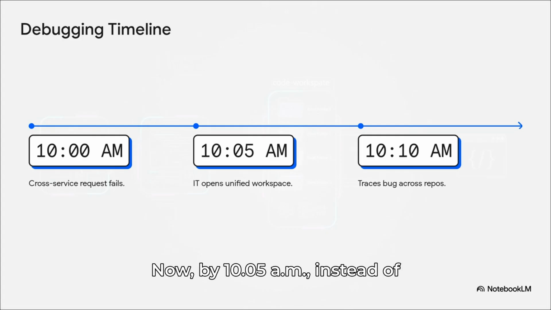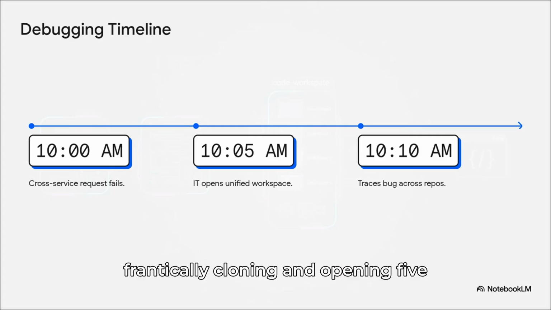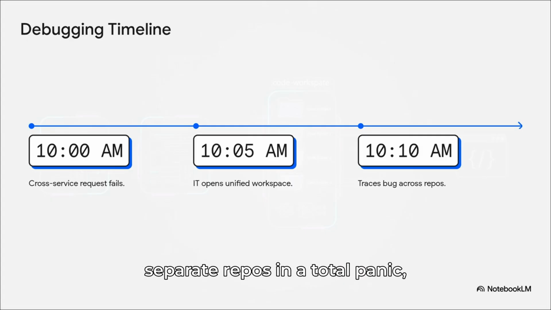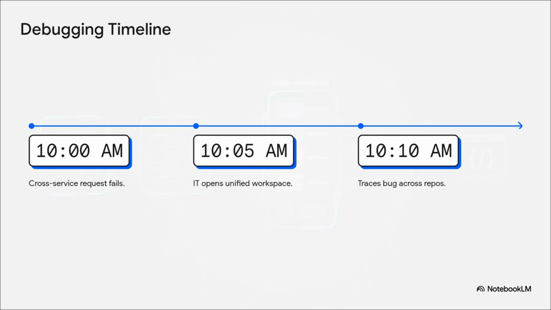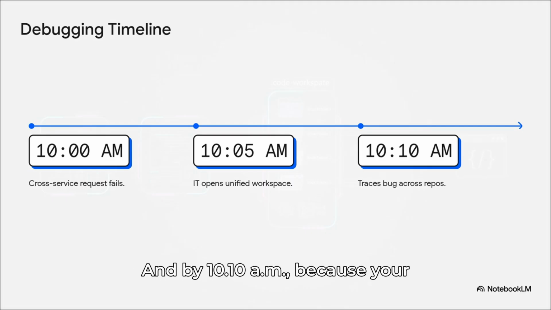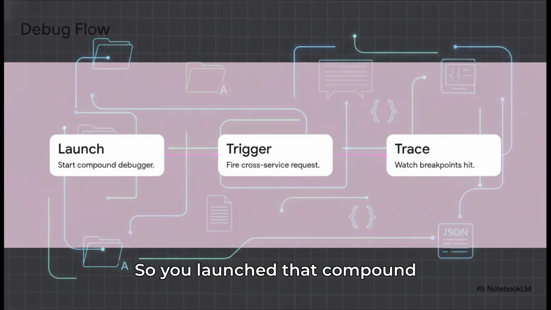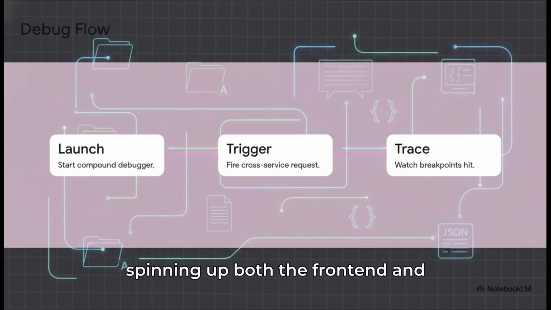Now, by 10:05 a.m., instead of frantically cloning and opening 5 separate repos in a total panic, you calmly open your single unified .code-workspace file. All the mock microservice folders just populate instantly. And by 10:10 a.m., because your environment is perfectly centralized, you're already actively tracing the bug. So you launch that compound debugger we just built, spinning up both the front end and the API simultaneously.